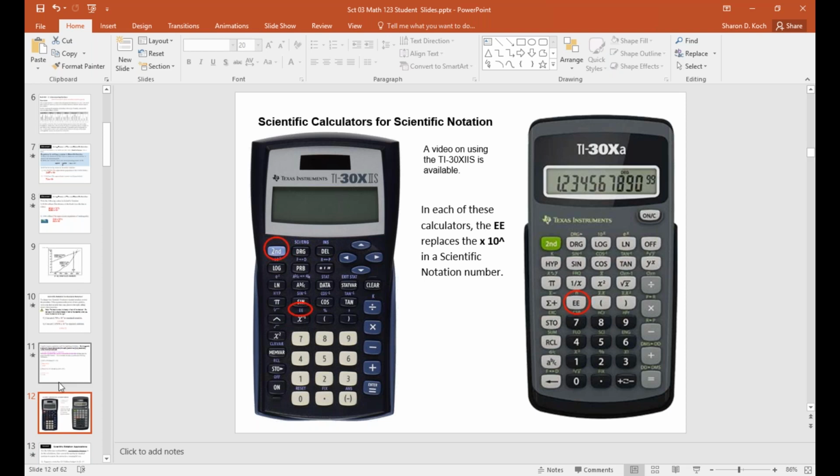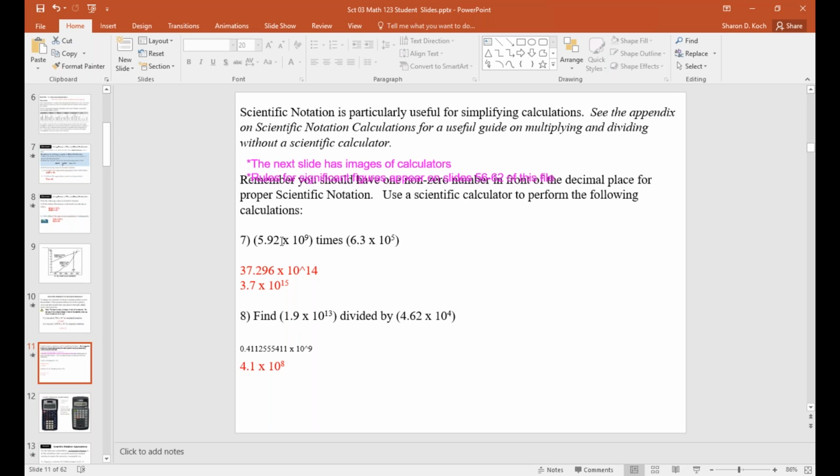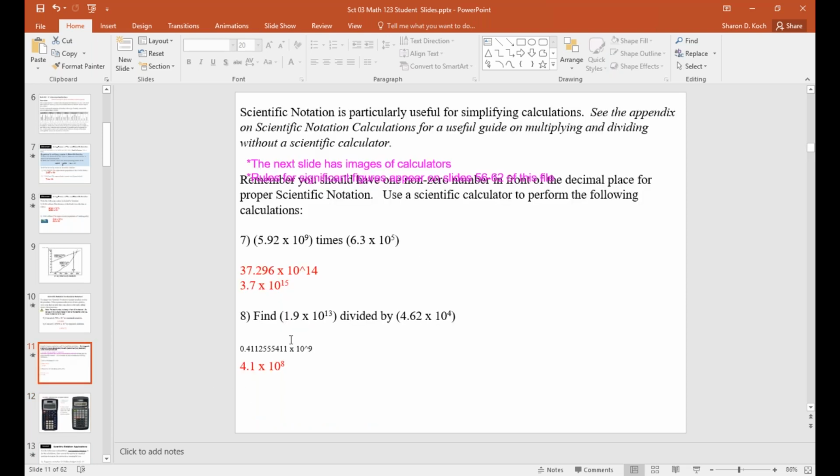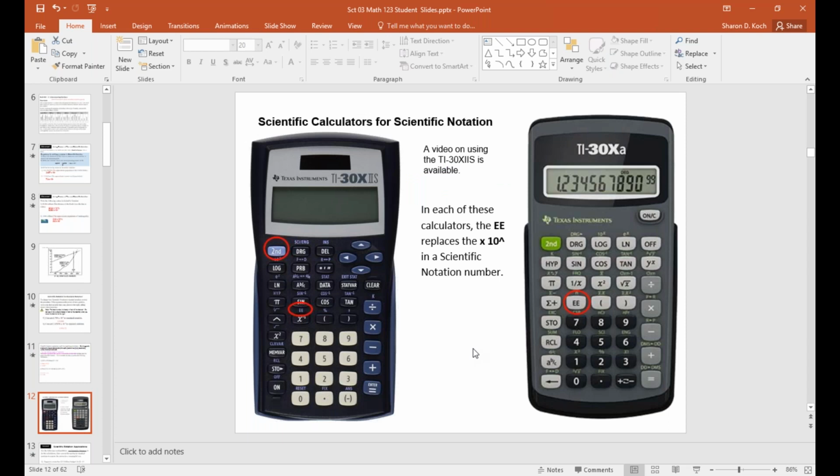So if I wanted to do the problem right before it, I could put 5.92. Then I'm going to hit second and double E, or if you have a calculator that has the double E button, just hit double E. All right, now look at what double E means. Double E means it's automatically saying multiplied by 10 to the what power. It's asking you what power it is. And so I'm just going to put 5.92E and then the number 9. Okay, then times, then I'm going to put 6.3 double E, and then the number 5, and then hit enter. So what this did is it automatically put the numbers into scientific notation form, and it's automatically going to give me the answer in the correct scientific notation.